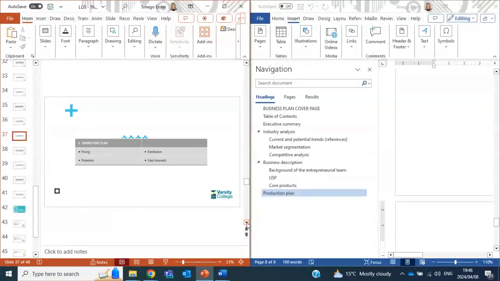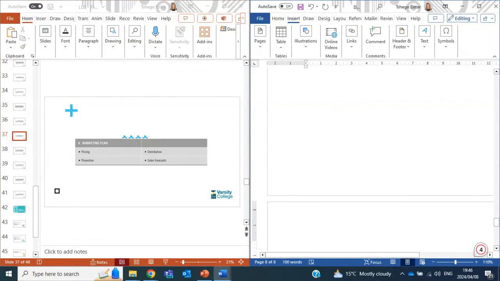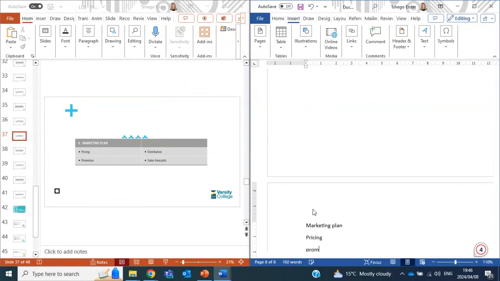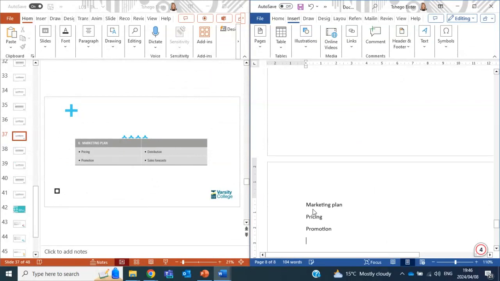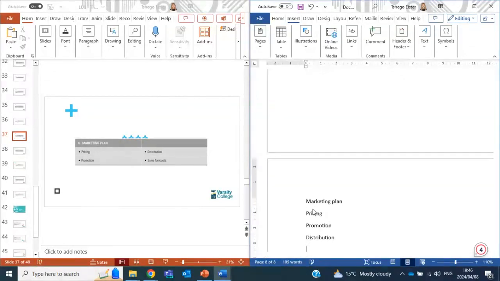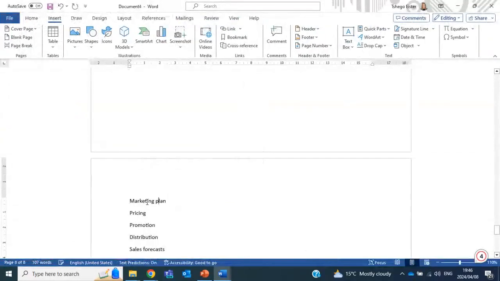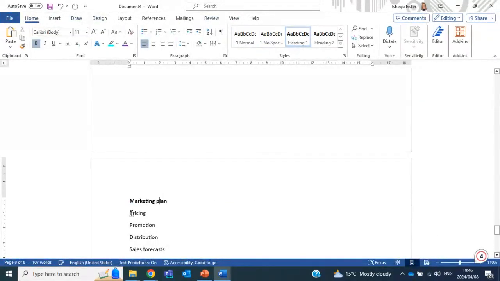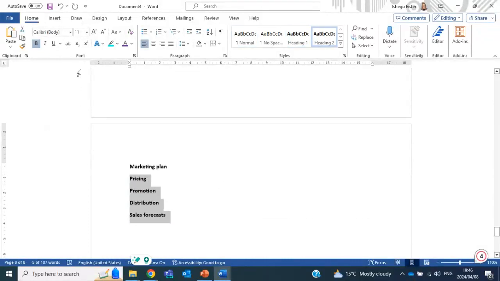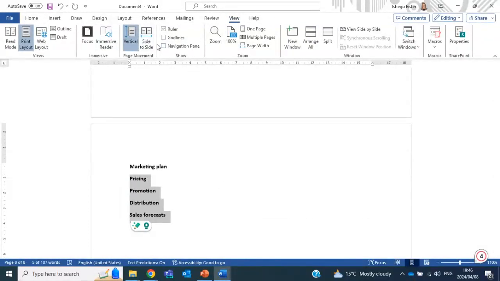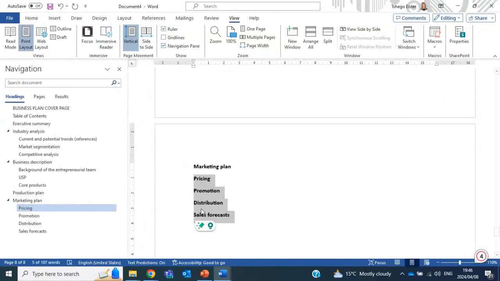Then the next section is the marketing plan, probably my favorite. So marketing plan, and part of the marketing plan is pricing, promotion, distribution, and sales forecast. So if this is heading 1, then these would be heading 2, right? And if we view the navigation pane, we can see there it is.